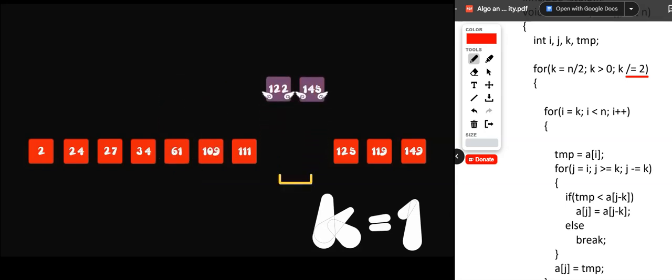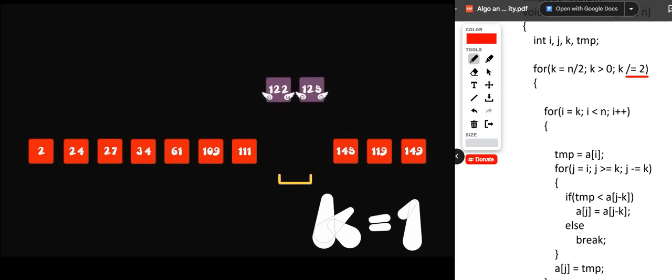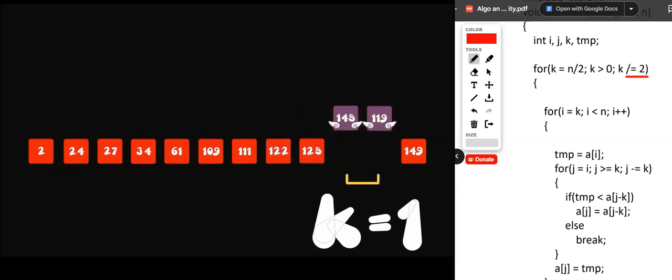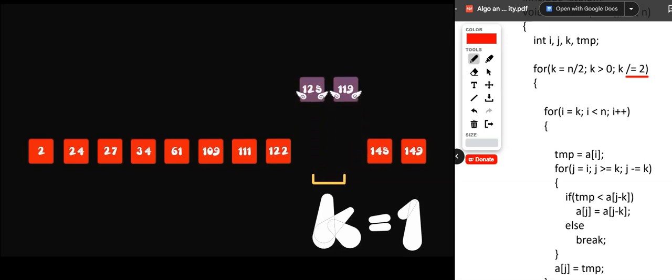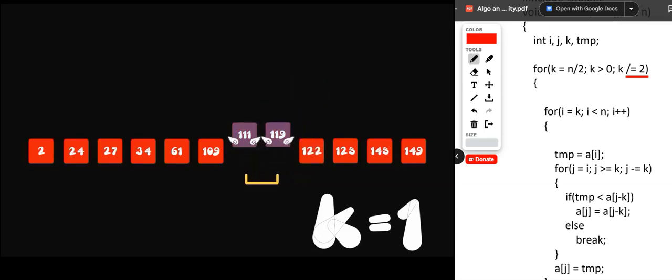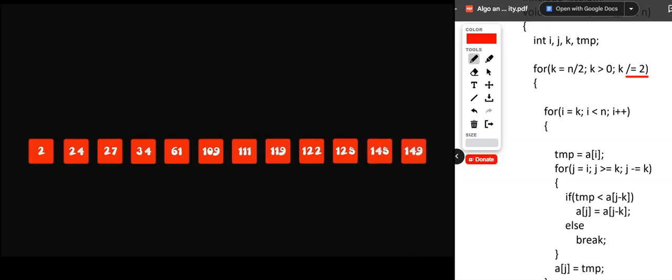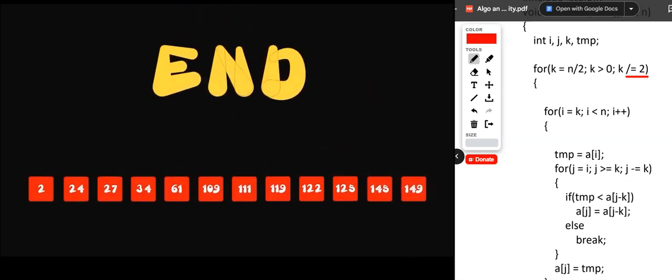Now move to the next part. Again next part. Change. So it will go forward. No change. Then next part. Again it will go forward. Again it will go forward. And in the last part. So this is the entire process, and now we can see all the elements are sorted.